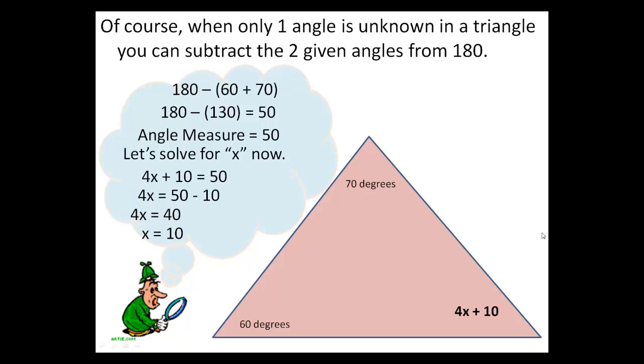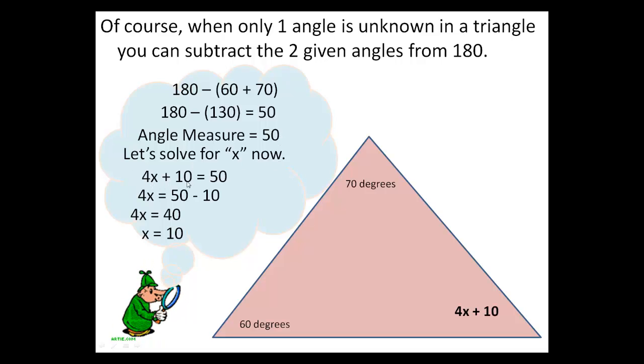Of course, when only one angle is unknown in a triangle, you can subtract the two given angles from 180. In this case, 180 minus the 60 and the 70, that would give us 180 minus 130 equals 50. This tells us that our third unknown angle measure must be 50 degrees, but it doesn't tell us what x is. So let's solve for x now.